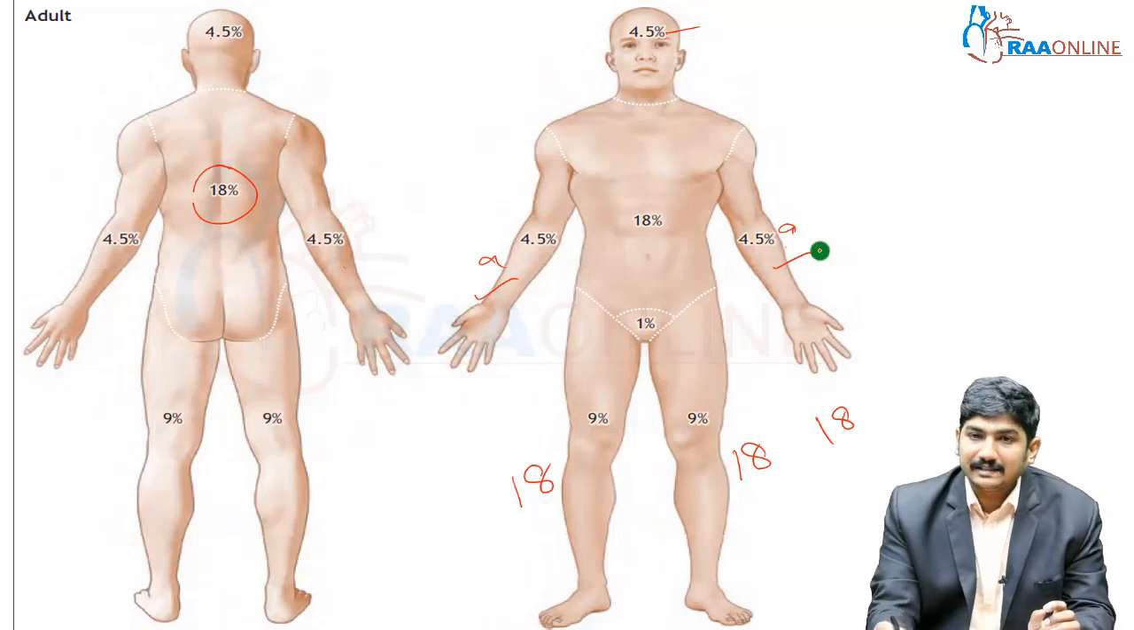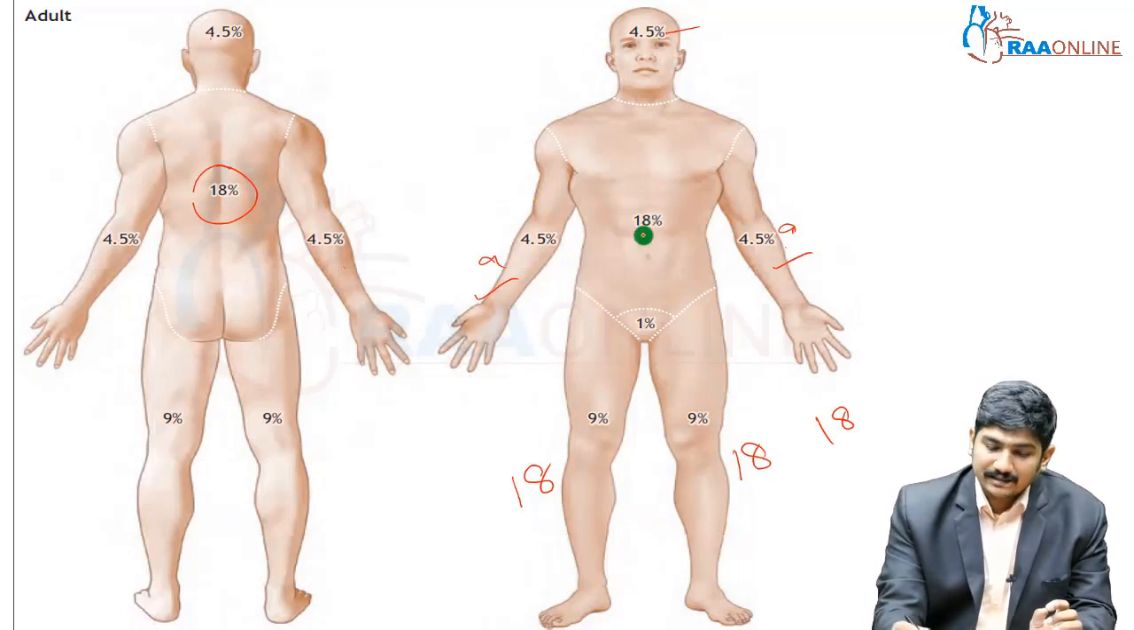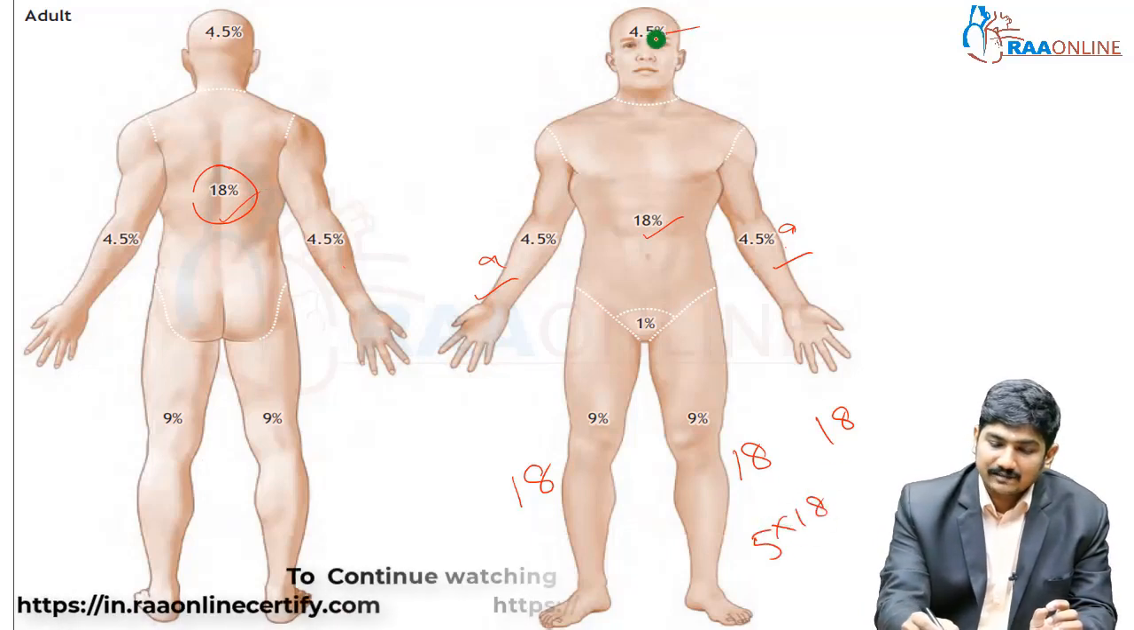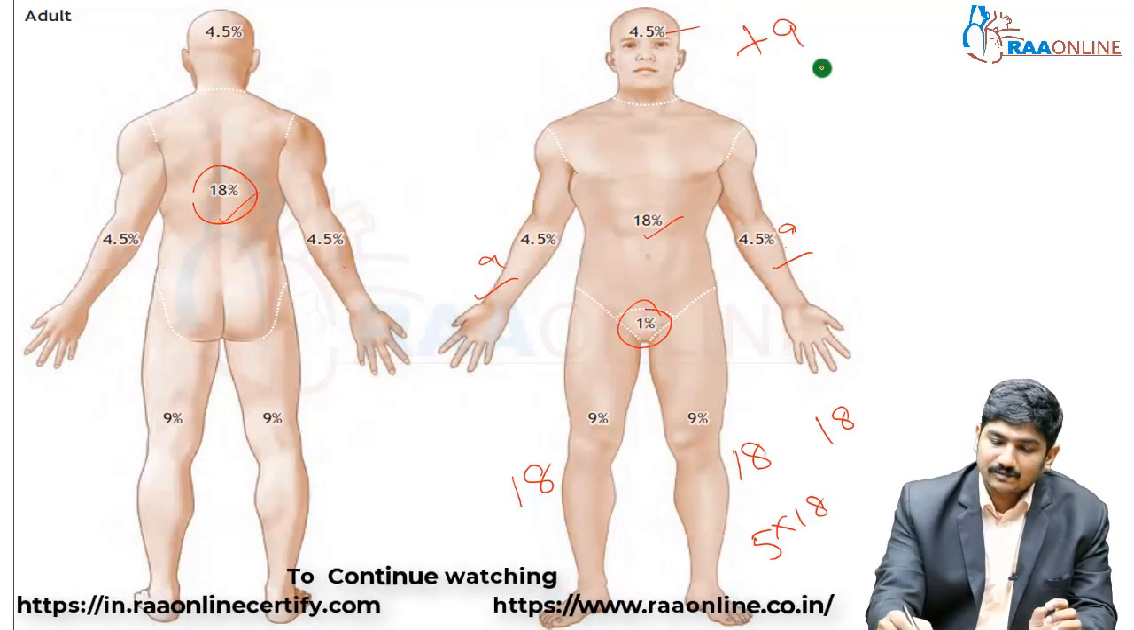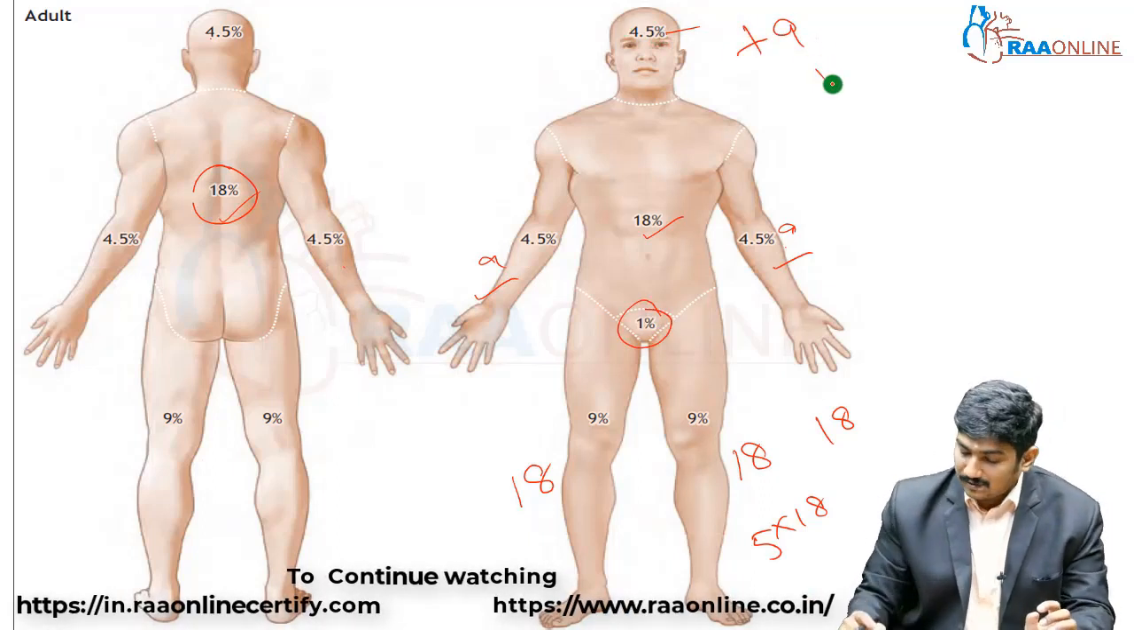So we have covered three 18s, right? And this is the 4th 18 and this is the 5th 18. So there are 5 into 18. Along with that, you have one more 9 here, 4.5 plus 4.5. So we have plus 1 9 and the perineum, that is 1. So totally it adds up to 100.